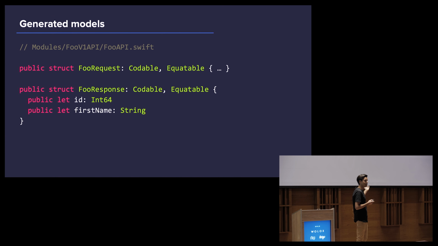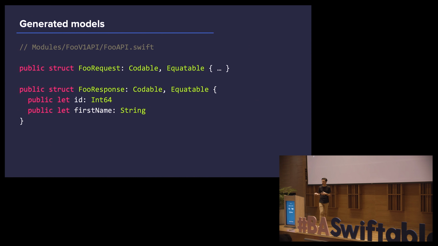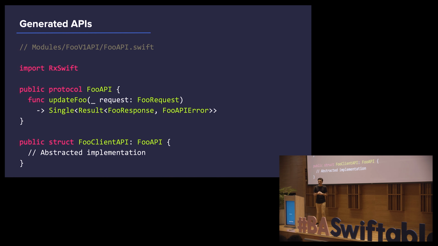So this probably looks very familiar to you. It's just a couple of structs that conform to Codable and Equatable. And there are some fields in there just as they were defined in the Protobuf definition. And there are some other things that these conform to that are used later on by different implementations. But as an engineer, this is pretty much all you care about.